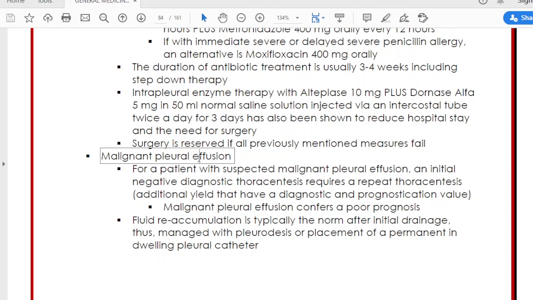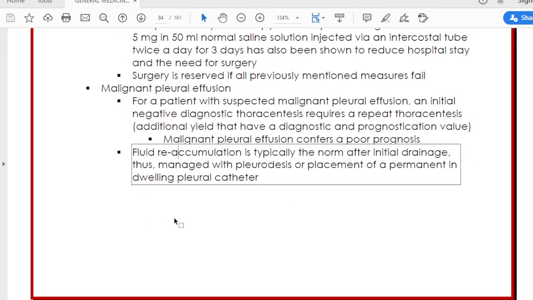Malignant pleural effusion. For a patient with suspected malignant pleural effusion, an initial negative diagnostic thoracentesis requires a repeat thoracentesis, as it has additional yield that has diagnostic and prognostication value. Malignant pleural effusion confers a poor prognosis. Fluid reaccumulation is typically the norm after initial drainage, thus it is managed with pleurodesis or placement of a permanent indwelling pleural catheter.